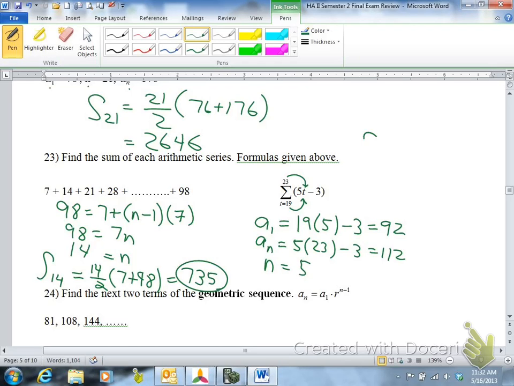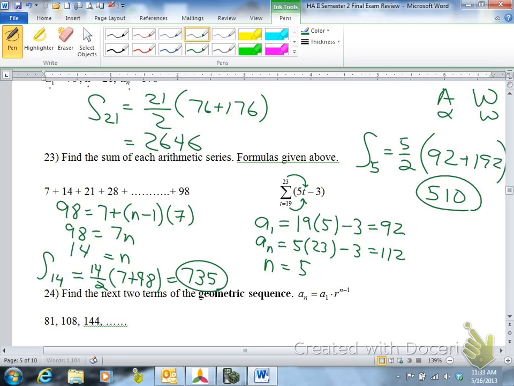So S sub 5 equals 5 over 2, the first plus the last. The alpha and the omega, the beginning and the end. Reminds me of Revelation chapter 1. What do we get when we multiply this? 510? We'll go with it. You can check me, and then I'll go back and fix the video.